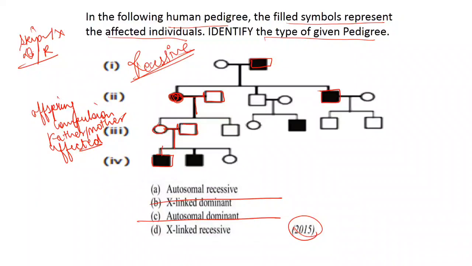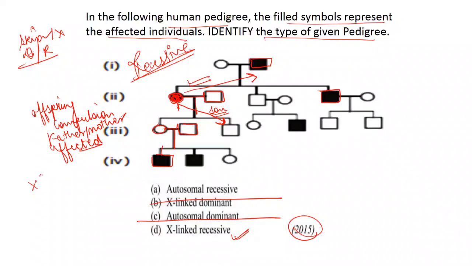Now, out of autosomal and X-linked, what is it? Let's see. First we'll apply the X-linked recessive trait. What I have said is that if the daughter is affected, then it is a compulsion that her father must be affected. So this is true. But if the mother is affected, then it is a compulsion that her son must be affected.